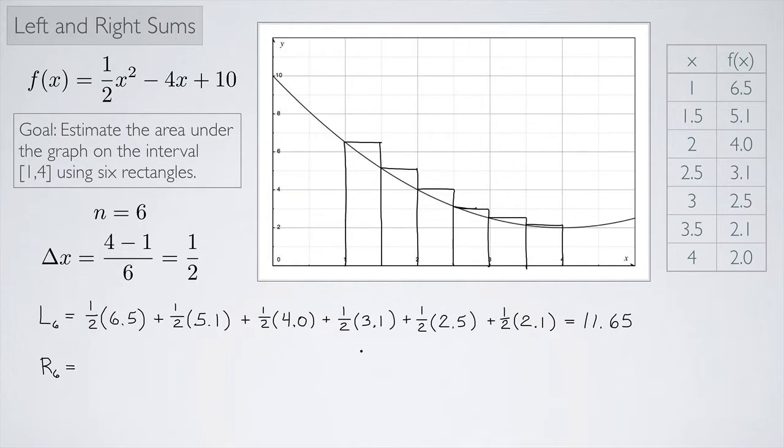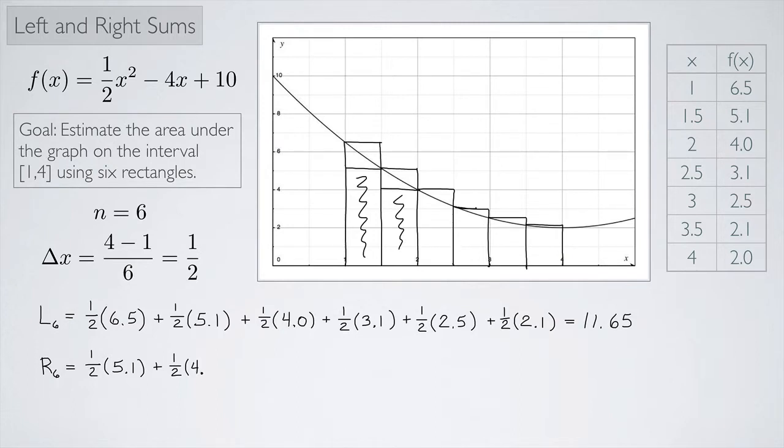And to use right endpoints, the first rectangle now would go up to here and go over here like this. So it's going to be this rectangle right here. And so again, it's going to have a width of a half, and a height this time is determined by the value of the function at 1.5. So that's 5.1. And then these are all going to have widths of a half. The next one then is going to be this rectangle right here. And that's going to be 4.0.